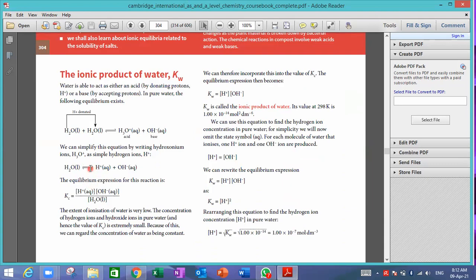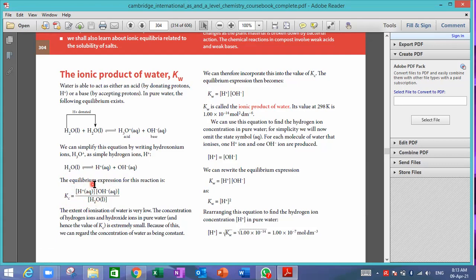Whenever we have equilibrium, we have something called the equilibrium constant, Kc. What is the equilibrium constant? The equilibrium constant equals the concentration of the products times each other, raised, if there is any coefficient here, to the power of the coefficients. But here, in case of water, we don't have coefficients, so the equilibrium constant Kc equals the concentration of the hydrogen ion times the concentration of the OH ion divided by the concentration of water.